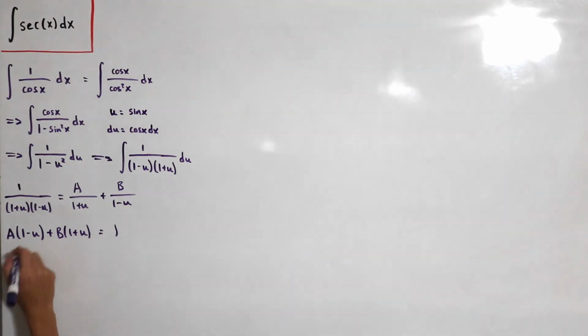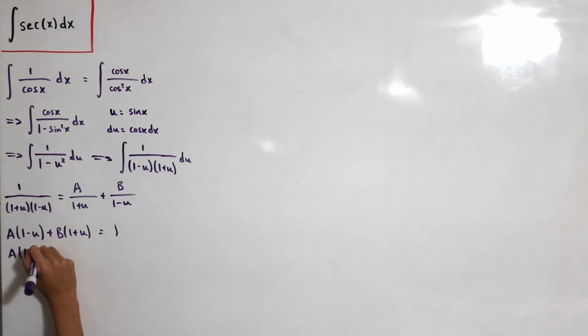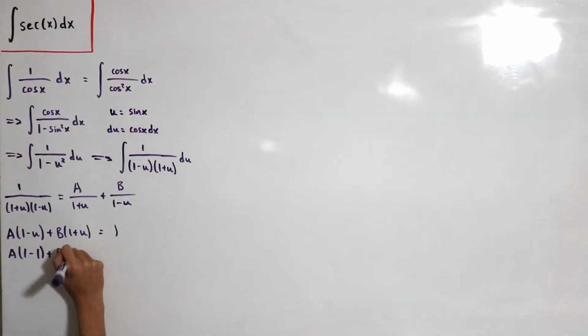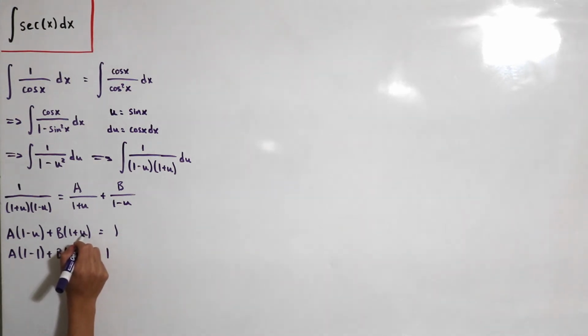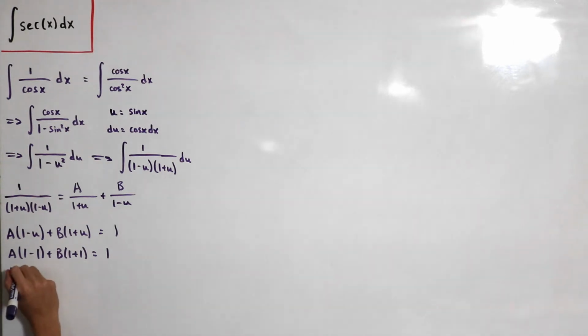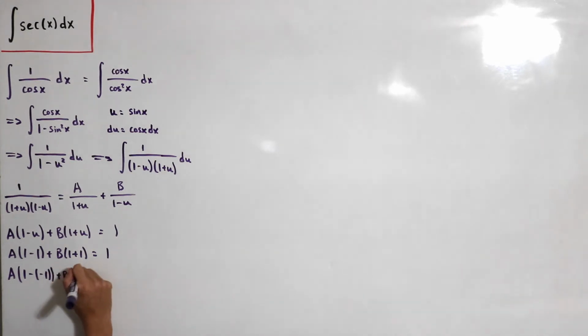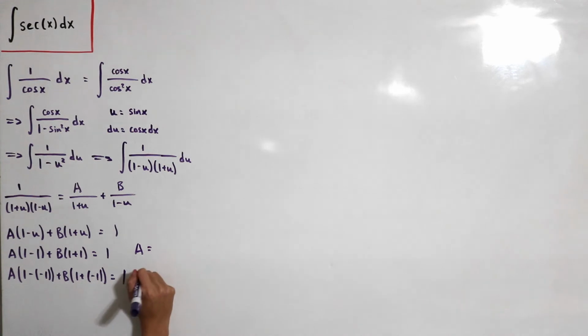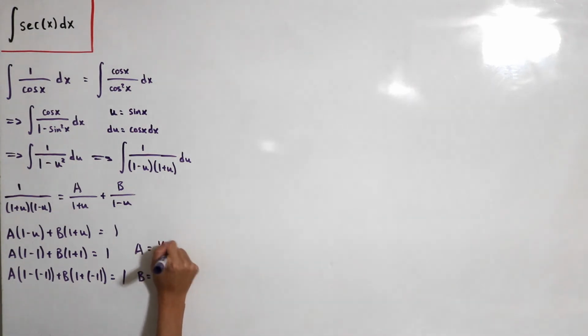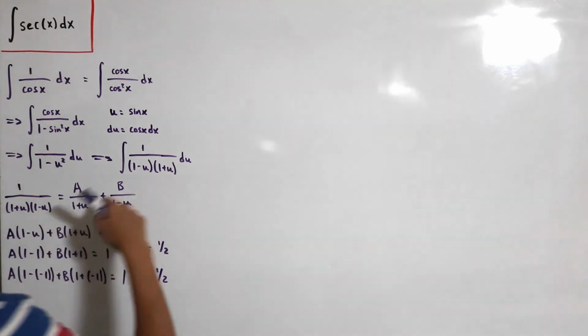In this case, if we let u equal positive 1, then we have a times 1 minus 1, plus b times 1 plus 1 equals 1. I'll do the other one over here. This time if we let u be negative 1, we have a times 1 minus 1, then plus b times 1 plus negative 1 equals 1. You'll see that if you solve this for your constants a and b, both of them are equal to 1/2. So we'll just plug everything back into here.